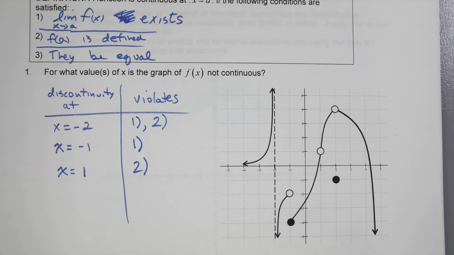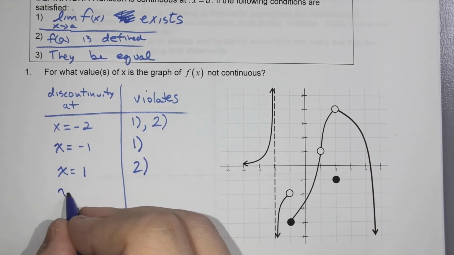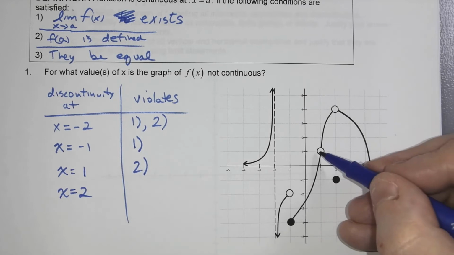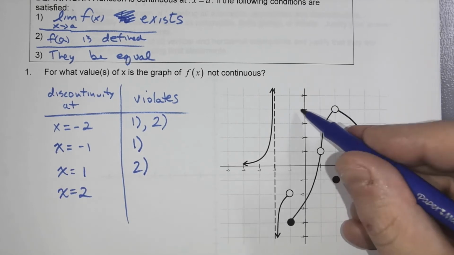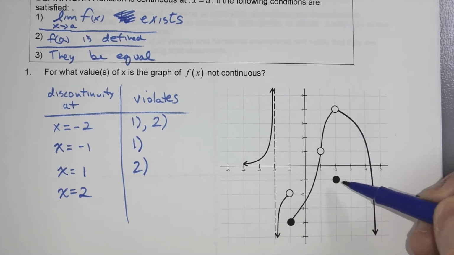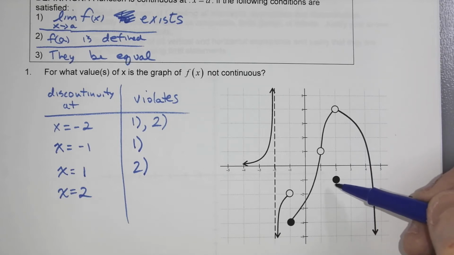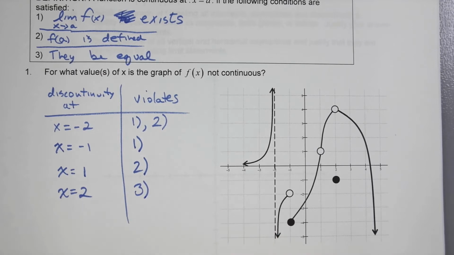And then finally, there's another discontinuity point here at 2. Here the limit from the left and the right are both equal to 4, so the limit exists. There is also a functional value, because when you actually plug in 2, you get the value of -1, so condition 2 is fine, but this one violates condition number 3, because in this case, the limit and the function value are not the same.